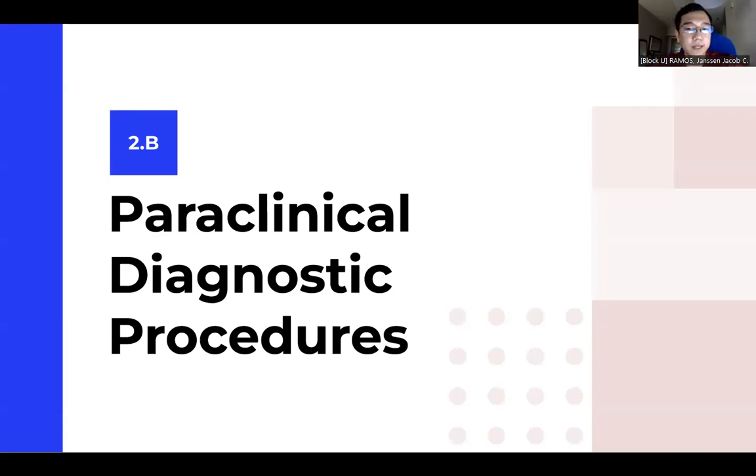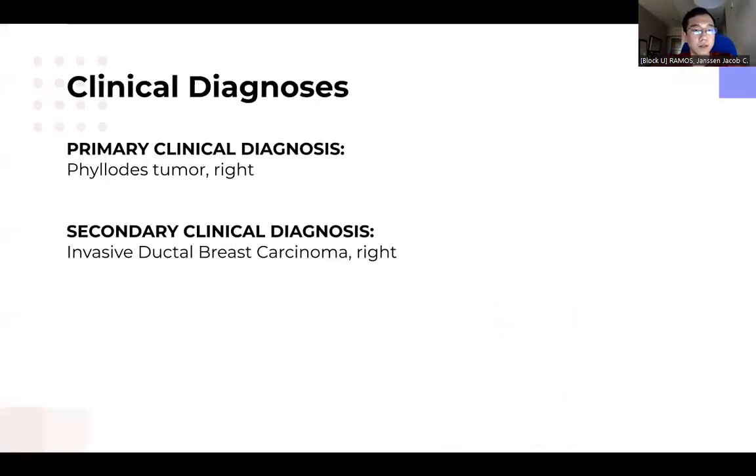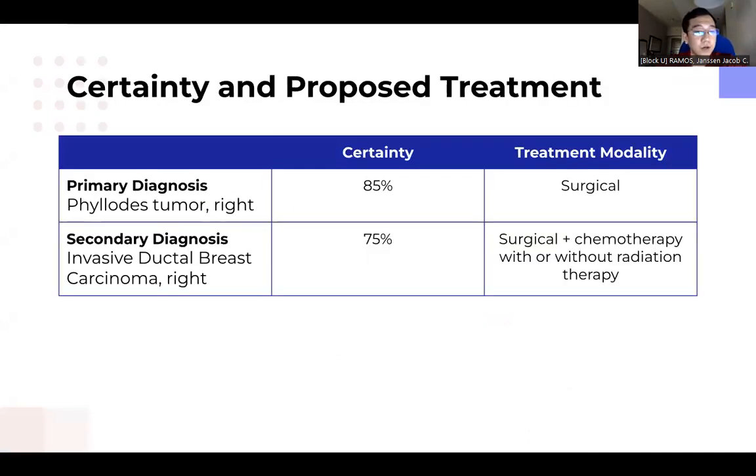So for the paraclinical diagnostic procedures, next slide. So for us to be certain of our diagnosis and to know what type of breast mass the patient has, it is imperative to work up this patient because the treatment plan will vary based on our paraclinical diagnostic procedures, such as in our primary diagnosis of phyllodes tumor, in which the treatment modality is surgical, and invasive ductal breast carcinoma, in which surgical with chemotherapy with or without radiation therapy is needed.